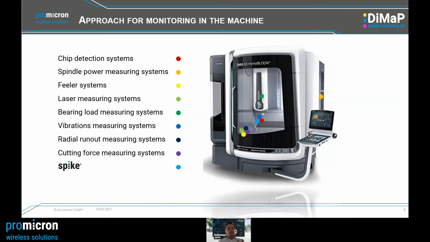And sure, Spike is also one solution, one sensor option which you can use in production, in monitoring. One key perspective, which you already know, is that the process, the acting point, is directly at the tool. And here we already see where some of the systems, one of the sensors, have their impact.